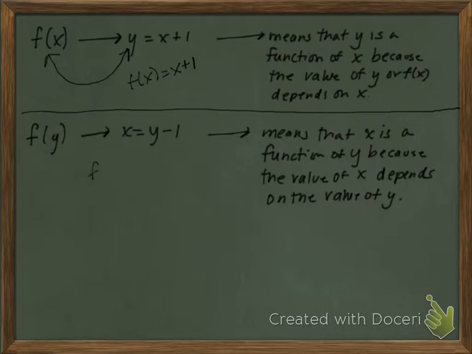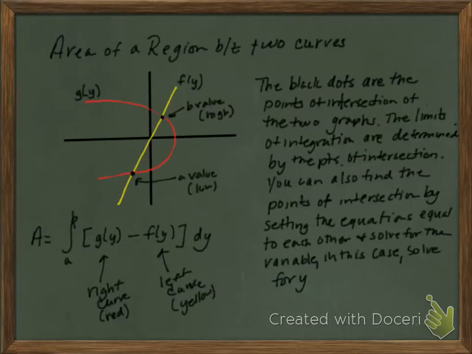And then you have another function where we have f of y is equal to x. So for my equation x equals y minus 1, I could write this function as f of y is equal to y minus 1. And it means the same thing. That is just stating that x is a function of y because the value of x depends on the value of y. If you don't know these two simple concepts, you need to make sure you do know them.